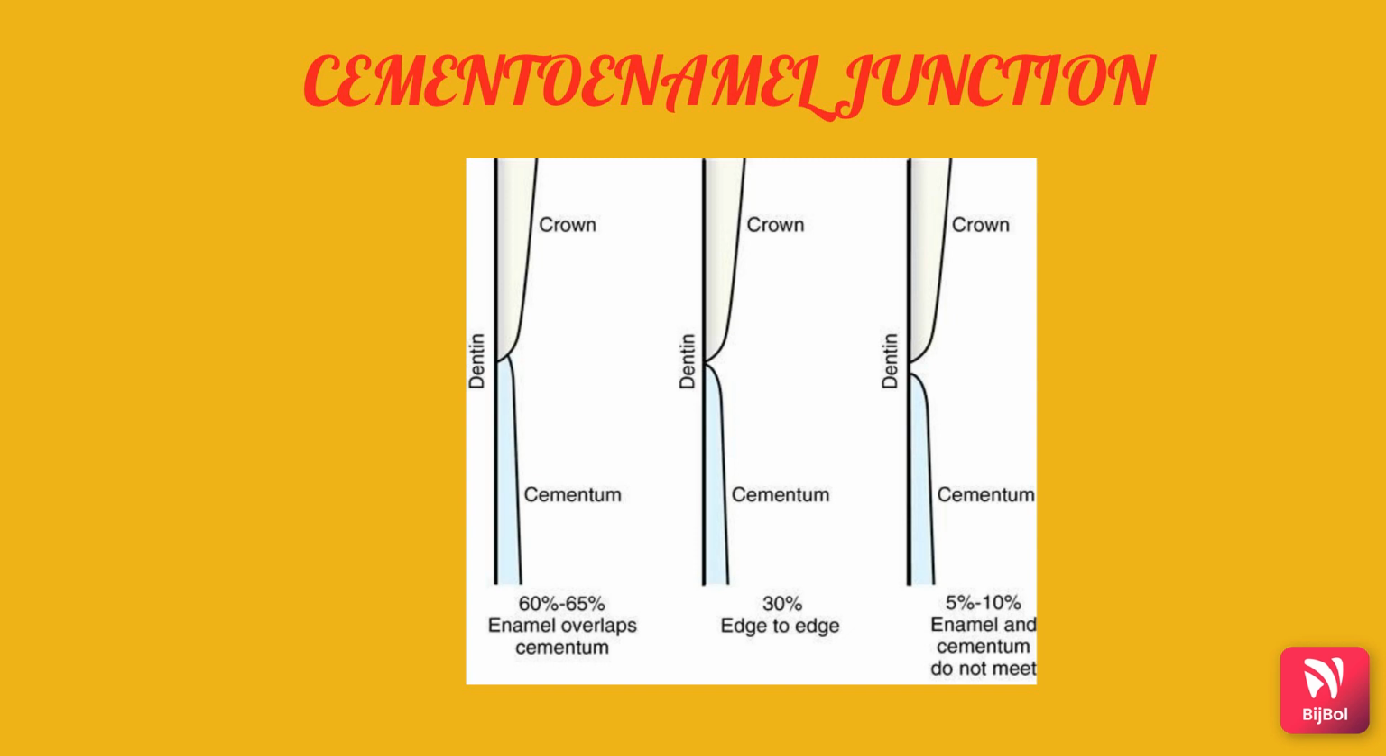Two important clinical implications of the cemento-enamel junction are, first, if over-instrumentation is performed during scaling and root planing procedures, it will remove the layer of cementum, resulting in dentinal hypersensitivity. Once the cementum is removed, the dentin gets exposed, because of which hypersensitivity is seen.